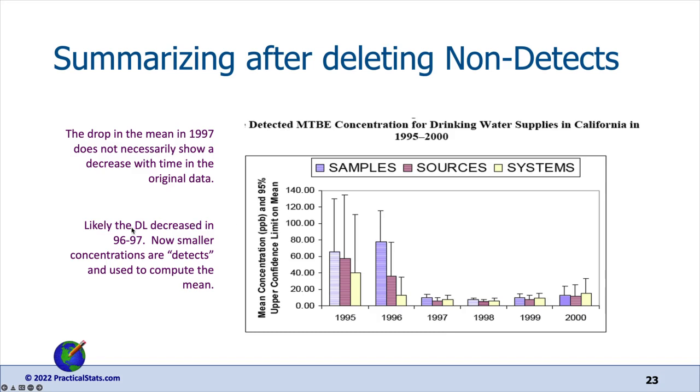So what happens when the detection limit decreases? When the detection limit decreases, there are smaller numbers, smaller concentrations that are now detects, quote unquote. So the definition of a detect changes. And those are now used to compute the mean in 1997 and after. And so we get, not surprisingly, lower concentrations for the mean.